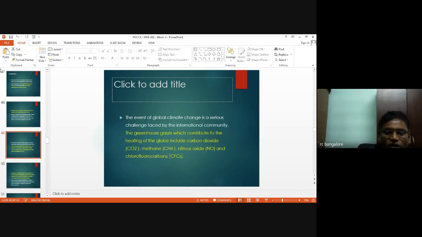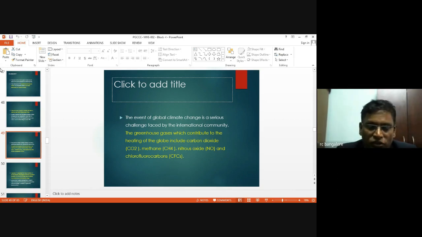The event of global climate change is a serious challenge faced by the international community. The greenhouse gases which contribute to the heating of the globe include carbon dioxide, methane, nitrous oxide, and chlorofluorocarbons. These are anthropogenic activities which generate the greenhouse gases responsible for warming the atmosphere, which we call global warming. Those gases are carbon dioxide, methane, nitrous oxide, and chlorofluorocarbons.